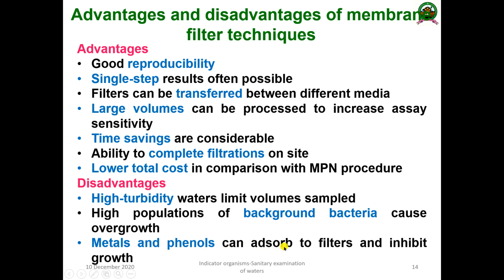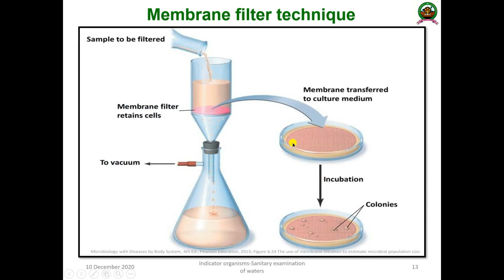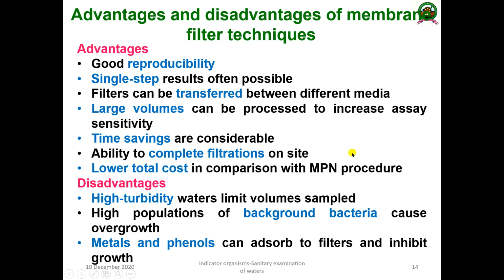Then metals and phenol can be absorbed by the filter and inhibit growth. The filter is very sensitive. If the water has so many heavy metals or phenol, they can be absorbed and inhibit the growth of bacteria, acting as an inhibitory substance. The bacteria will not grow there. So these are the important points for this method.